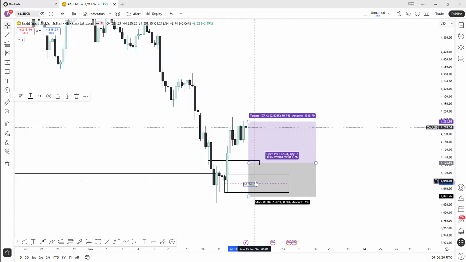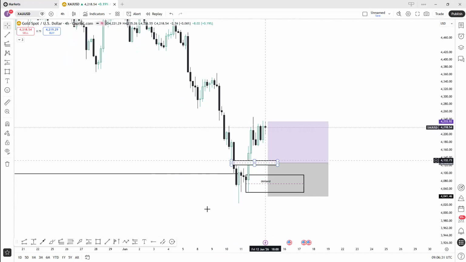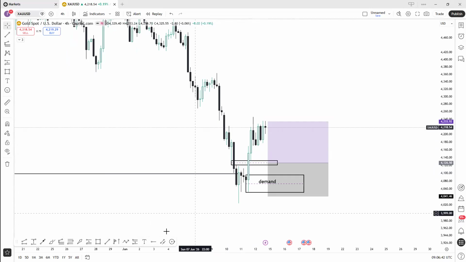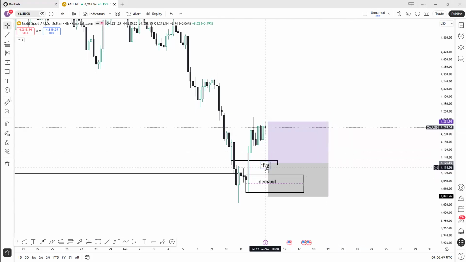Have 2 points of interest. That inverse fair value gap and this 4-hour demand. That IFVG and this 4-hour demand. Okay. 4-hour demand and IFVG, inverse fair value gap. You have 2 points of interest.